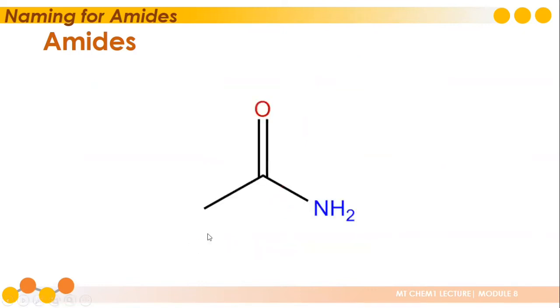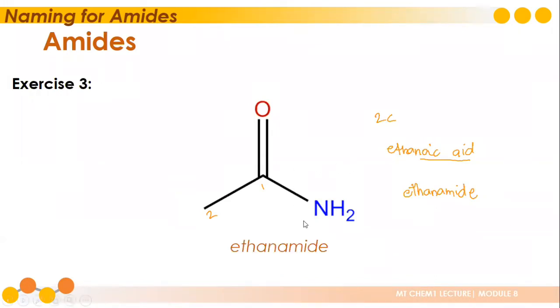Let's take a look at the next one. Hopefully you're following through, or at least trying to name it on your own. You can pause the video so that you can have more time to name them. For this one, we have a 1, 2 carbon chain length. So that's ethanoic acid. Change the "oic acid" to "amide." So we now have ethanamide. We don't have any more substituents, so we can simply name this compound ethanamide.